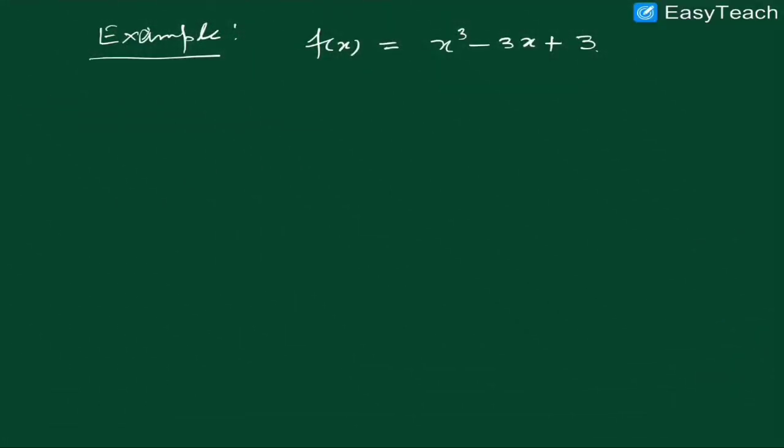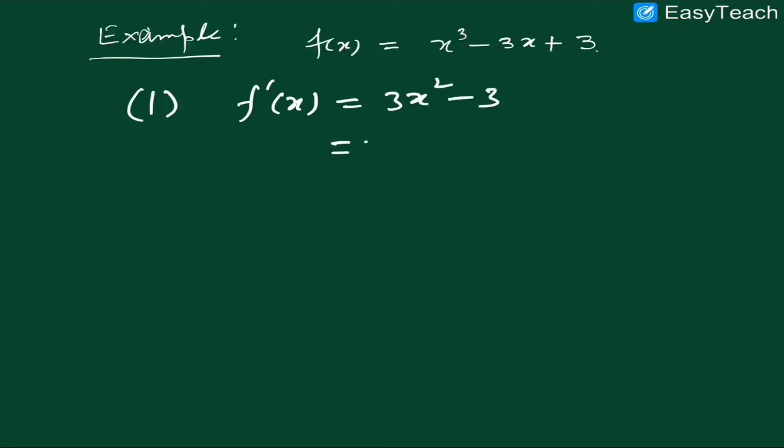To find the local maxima and the minima by the first derivative method, the example is f(x) = x cube minus 3x plus 3. So we have to find the local maxima and the local minima. For this, first step, we differentiate the given function.